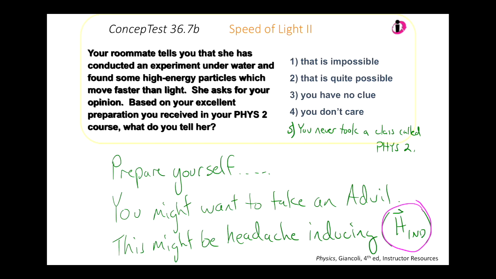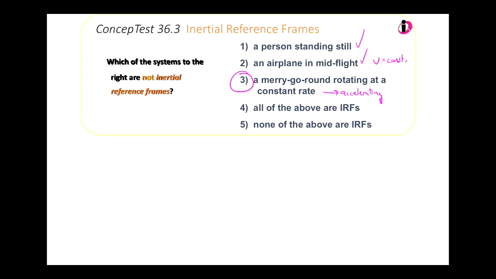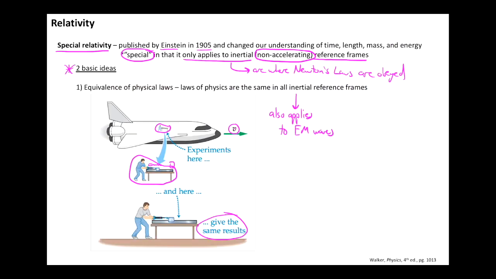So before we get into the meat of things, let me go back and rehash the two basic ideas that we're talking about. First of all, no matter what inertial reference frame you do a physical experiment in, you have to get the exact same results. This is known as the equivalence of physical laws. It doesn't matter if you're on the airplane or on the ground. If you're moving with constant velocity, it's an inertial reference frame, and you should get the same results.